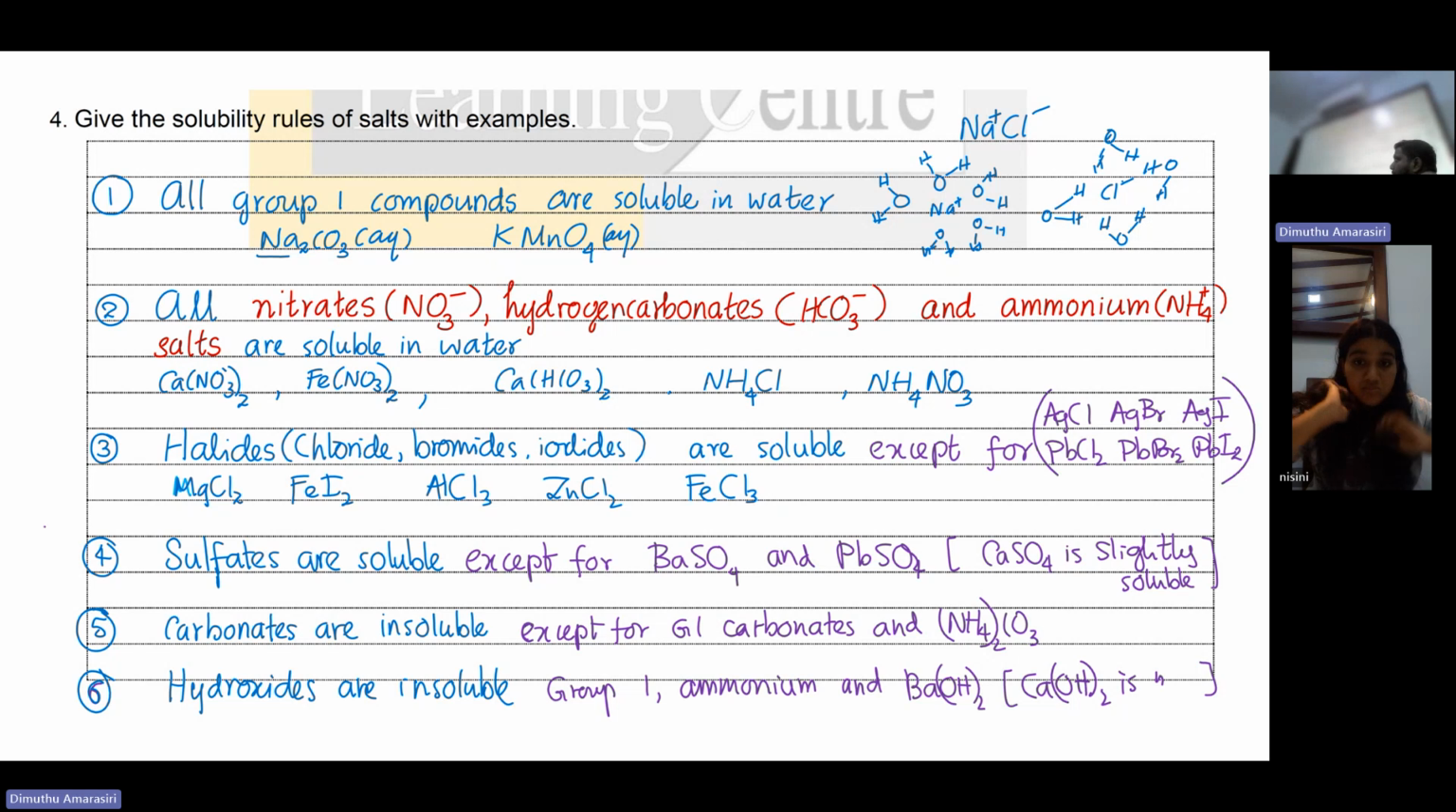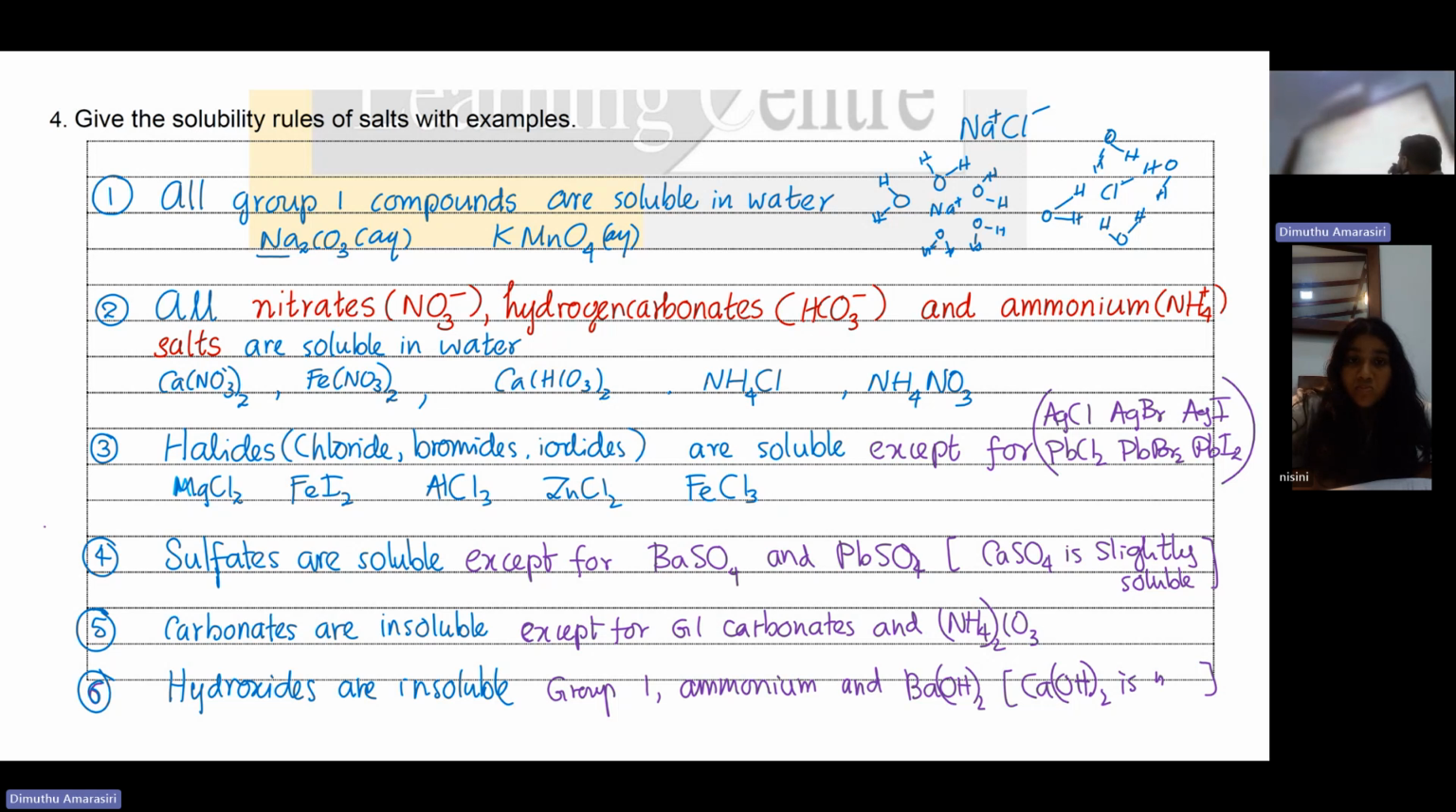Done? Okay, rule number 3. Read. Except for silver chloride, silver bromide, silver iodide, lead chloride, lead bromide, lead iodide. Now, they look like a lot, but they are not a lot. They are silver halides and lead halides. They are not soluble. Okay, now look at this.